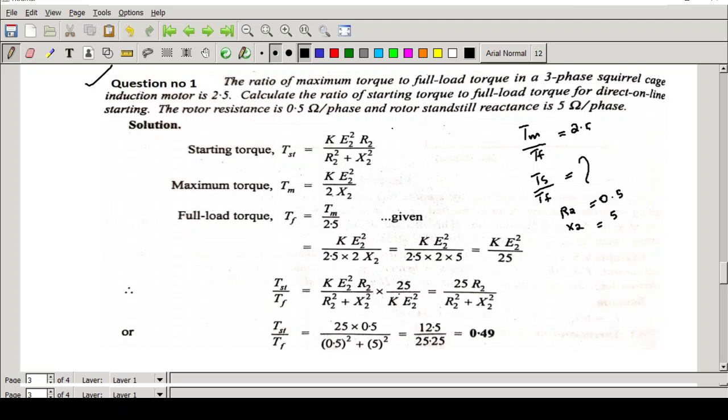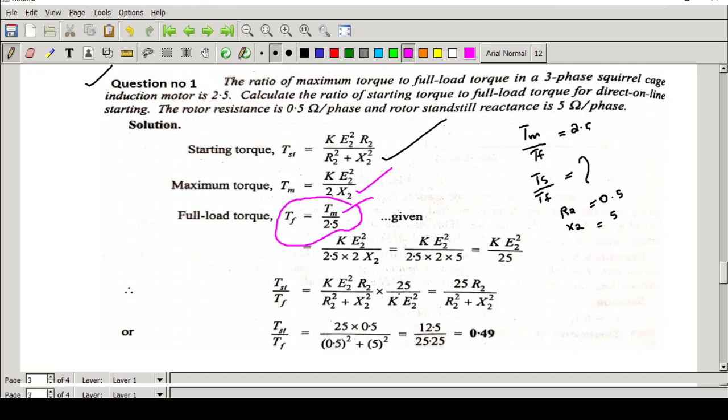The starting torque is given by K into E2 squared R2 by R2 squared plus X2 squared. This equation we have already learned. Again, the equation for the maximum torque is K E2 squared by 2X2. This also we have learned. And this is given in the question.